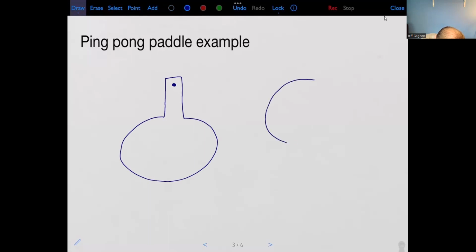Let me see if I can draw this similarly. So assume this is the same ping pong paddle, but now I'm calculating the moment of inertia about this point in the paddle itself. So that's my axis of rotation. So the question is, in which case, the left case or the right case, do I have a larger moment of inertia? If I were to compare, let's call this one I1 and this one I2. Which case do I have the larger moment of inertia?